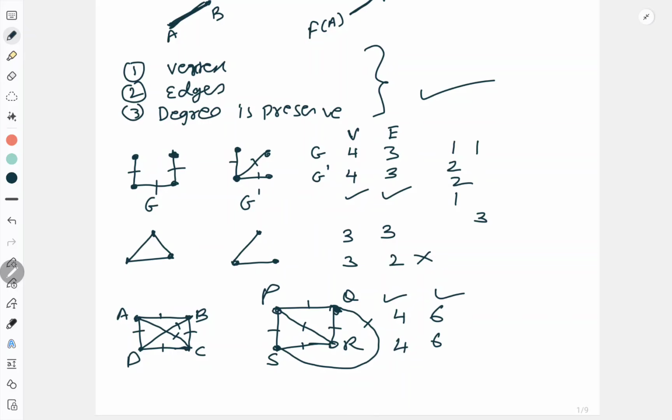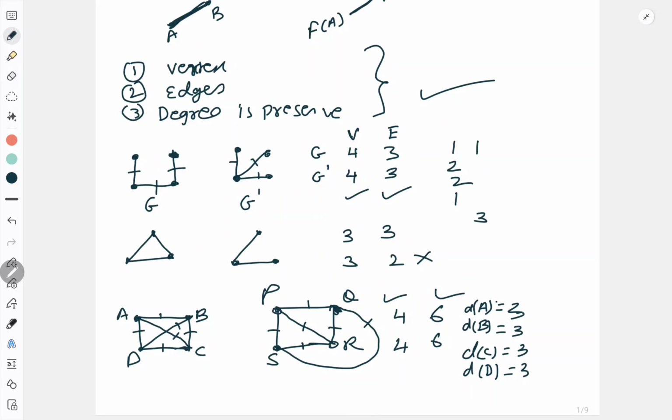Now let us write down the degrees. What is the degree of A? Sorry. Degree of A is 2. Right? D of A is 2. D of B is, sorry, D of A is 3. And D of B is 3. D of C is 3 and D of D is 3.